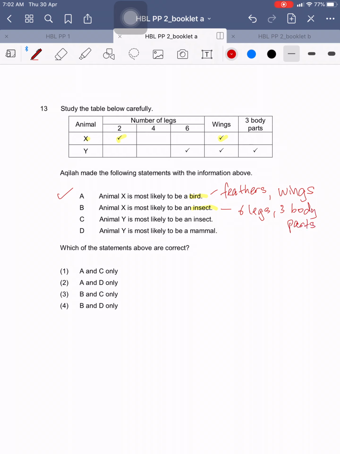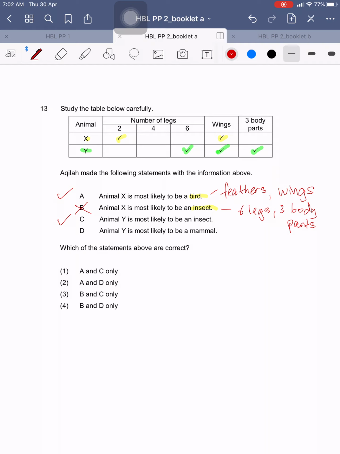So looking at animal X, it doesn't have 6 legs, it has only 2 legs, so this is wrong. Option B is wrong. Now option Y, animal Y is most likely to be an insect, so we look at option Y. For option Y, it has 6 legs, correct, it has 3 body parts, okay. This insect, animal Y, also has wings, but the key thing we should consider is the 6 legs and also 3 body parts. Alright, so this is correct.